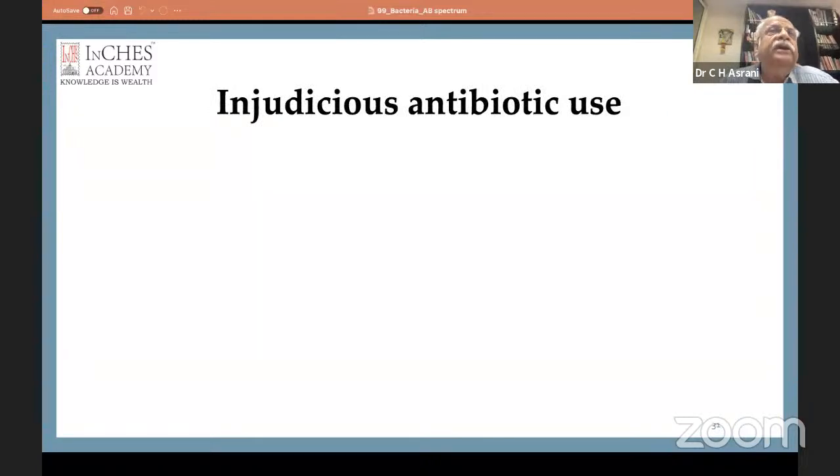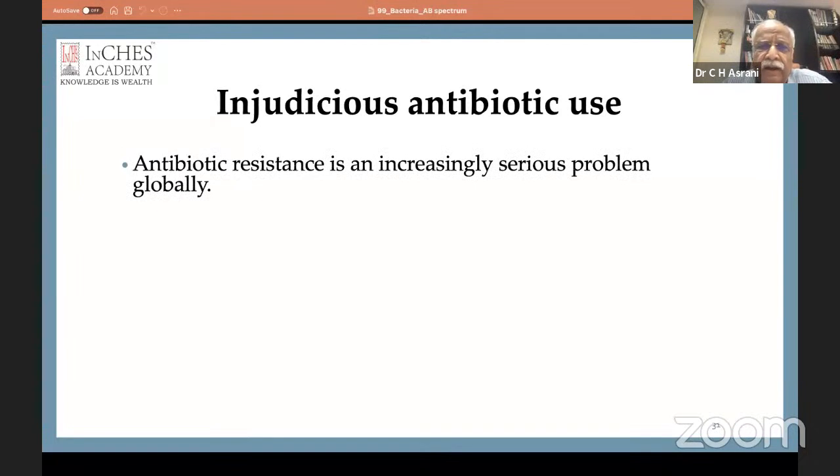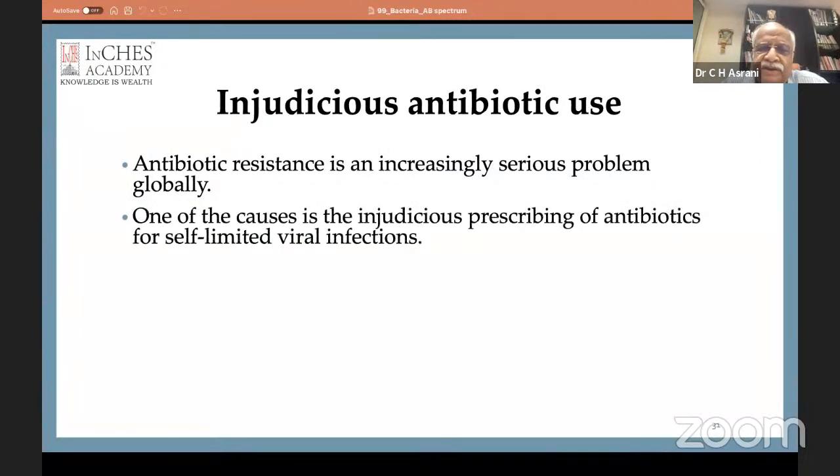Why should we not do injudicious use? You know, if our mind says no, dekh lete hain, let me see after giving, then that is injustice to the patient. Antibiotic resistance is an increasingly serious problem globally. One of the causes is the injudicious prescribing of antibiotics for self-limited viral infections. Antibiotics do not have a preventive role. A lot of patients, millions of them in COVID, have been given meropenem.